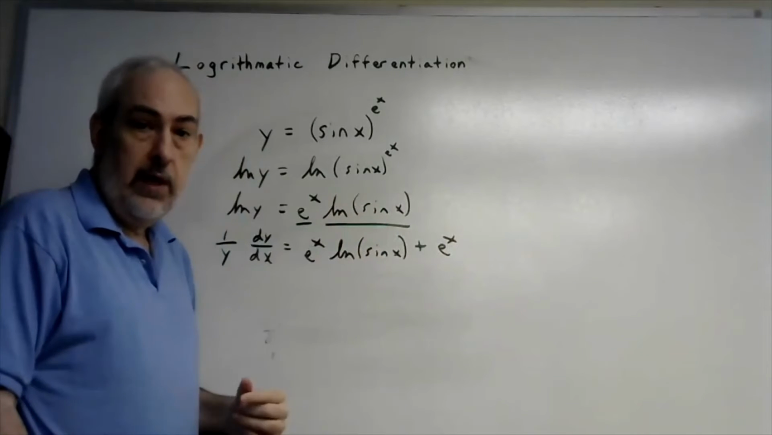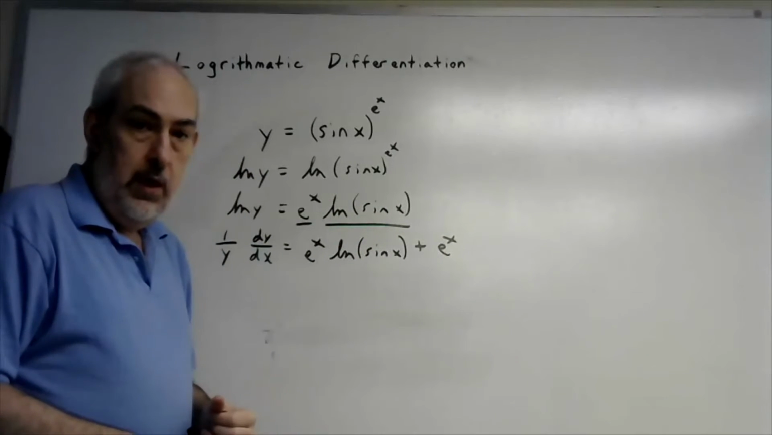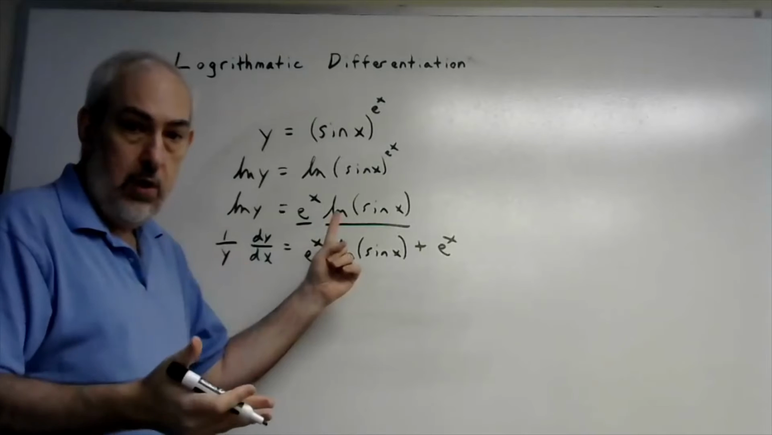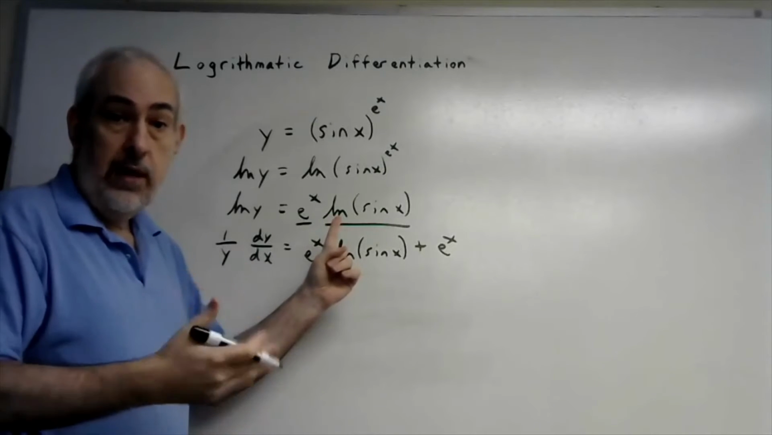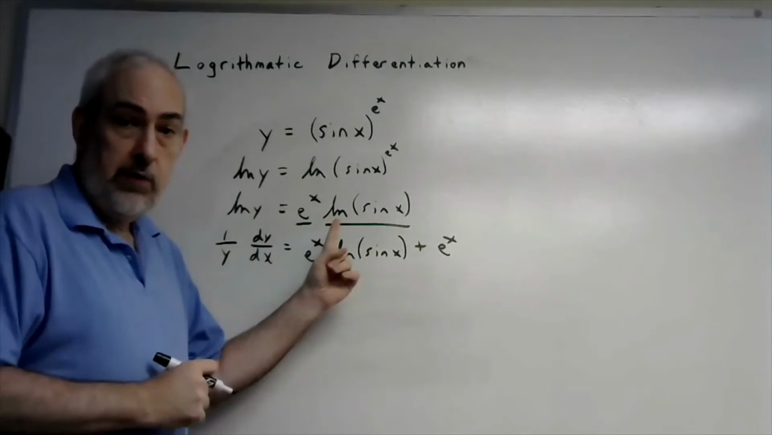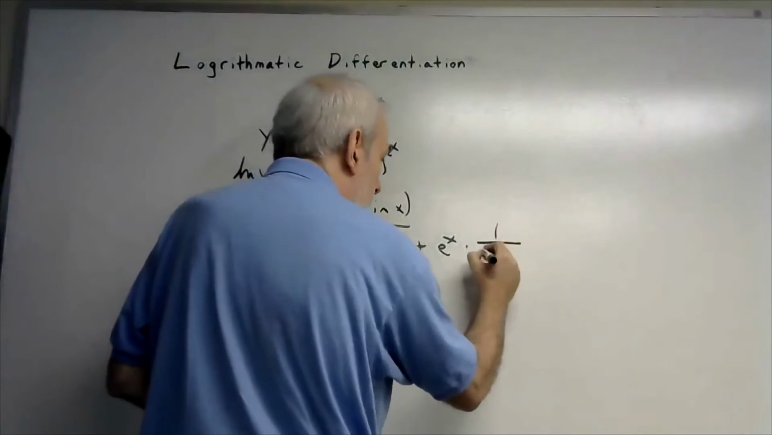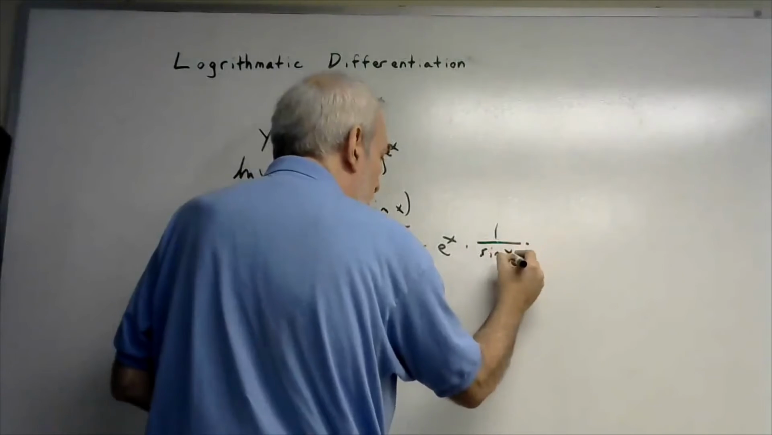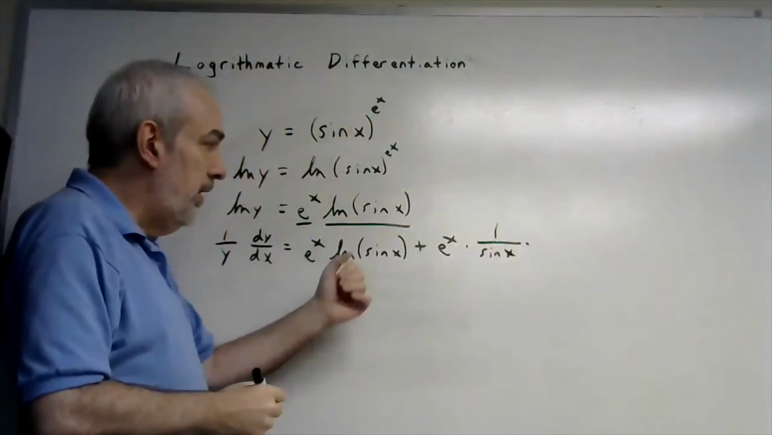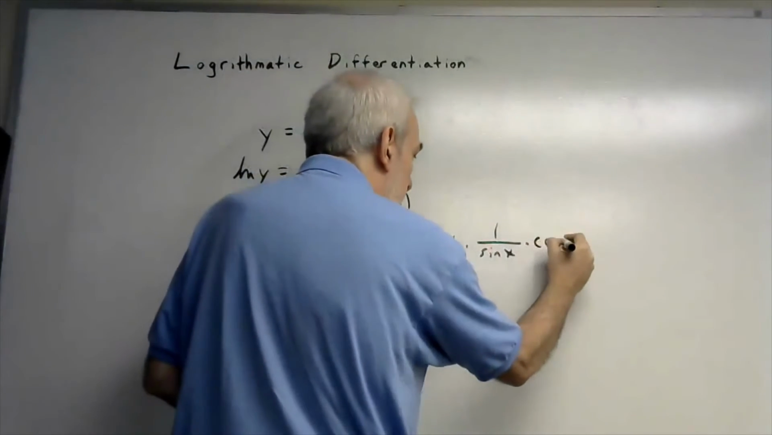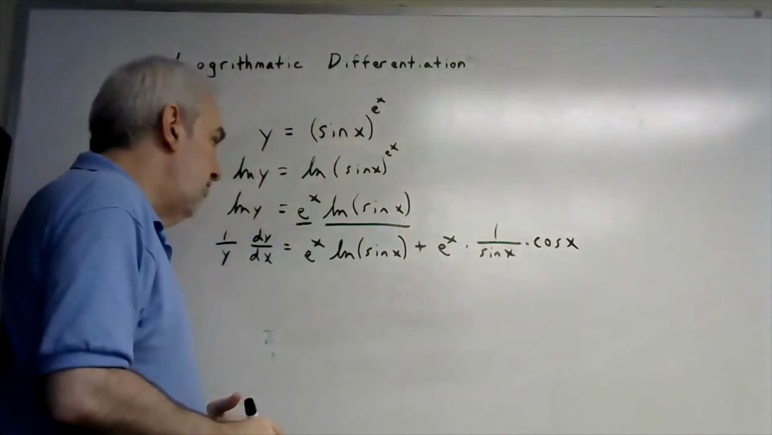The derivative of ln of sine of x is a chain rule. The outermost function being the natural log function. The derivative of ln of x is 1 over x. So we start this off with 1 over sine of x. So times 1 over sine x. And then we have to remember to multiply by the derivative of the inside. The derivative of sine is cosine.